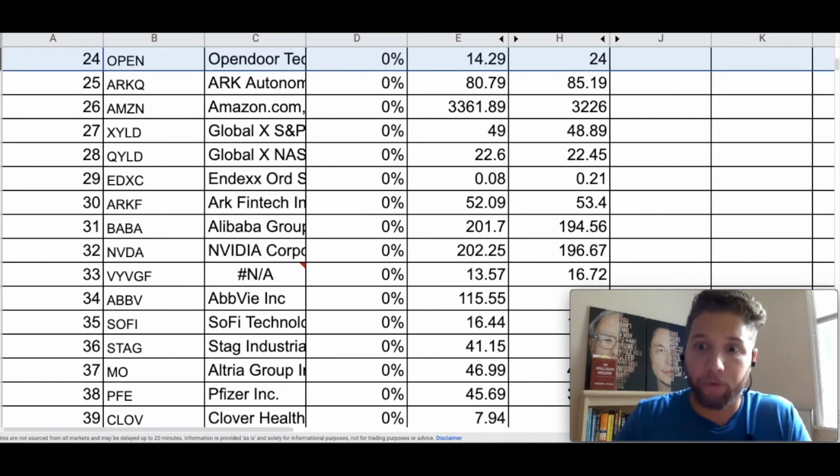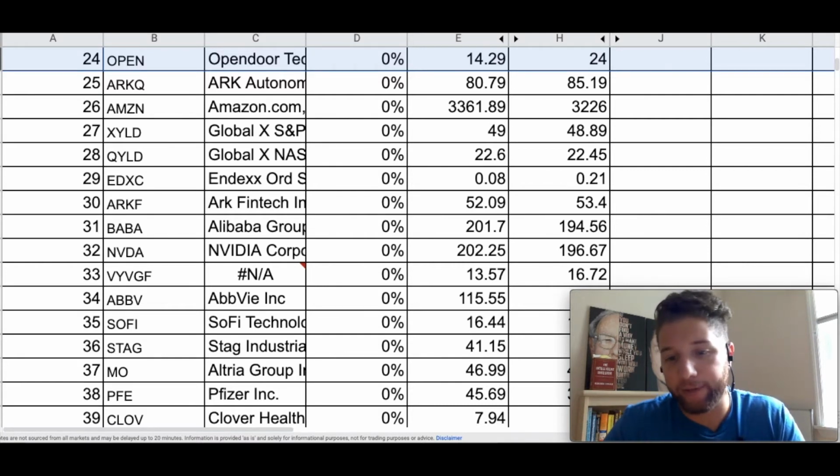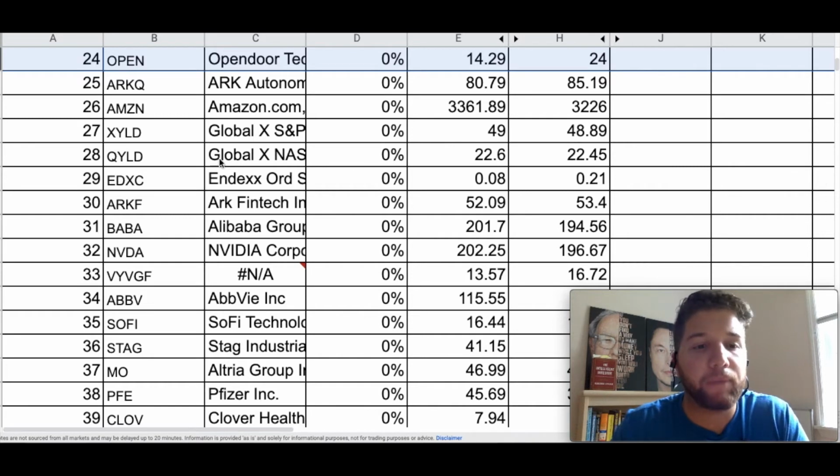But anyway, Opendoor's whole thing is they want to revolutionize how you buy and sell houses. Very interesting concept. I think they have a lot of potential, so we'll see where it goes. I am down almost 50% right now on that position.